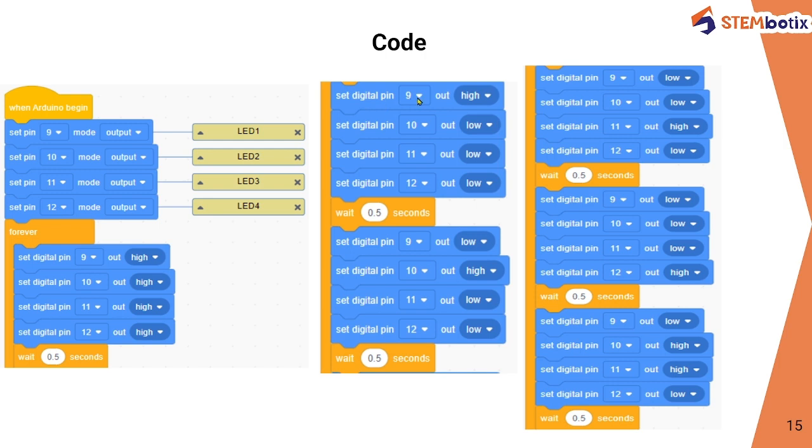Hence we have added these blocks and changed their state from high to low. So the 10th, 11th and 12th LEDs are in low state, whereas only the LED on pin number 9 is on. All the others are in off state. Adding the delay to see this pattern, a similar delay of half a second, or 0.5 seconds. In the next round we want the second LED, the LED after the first LED, to turn on.